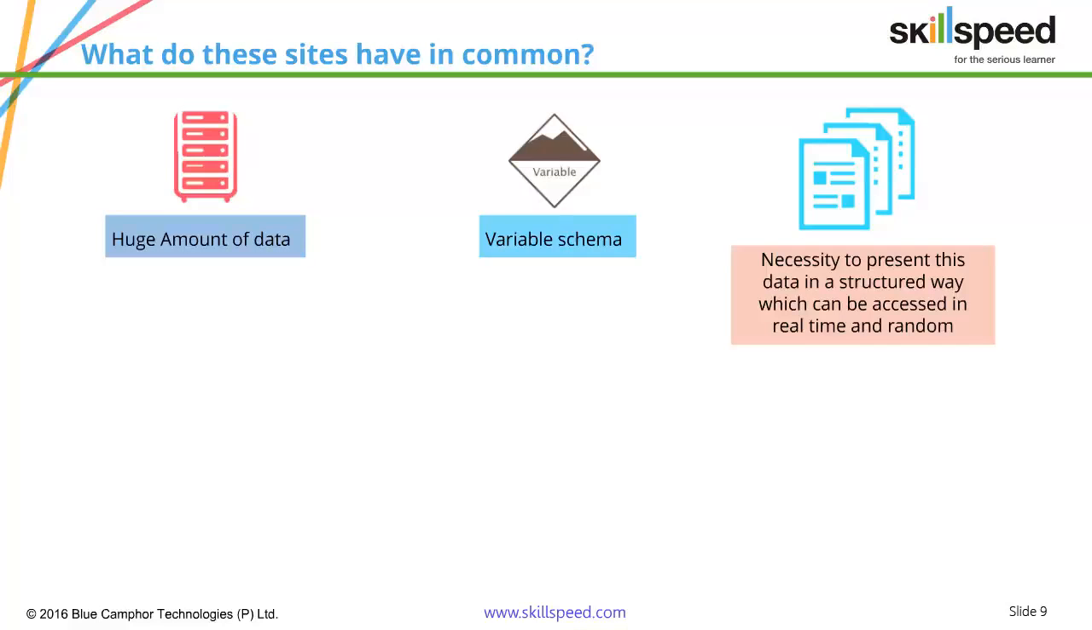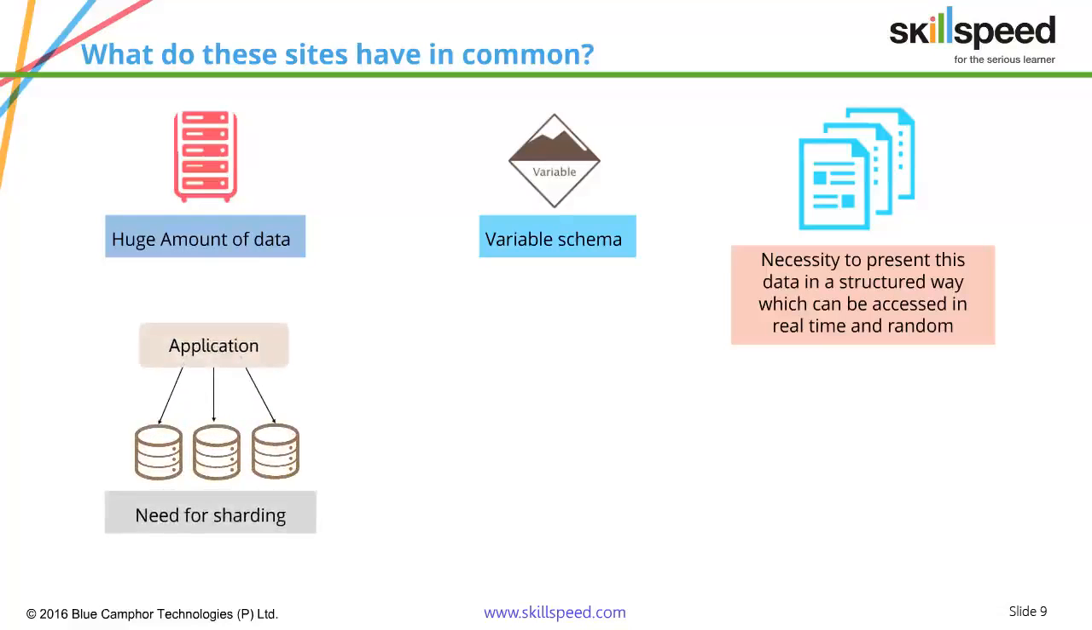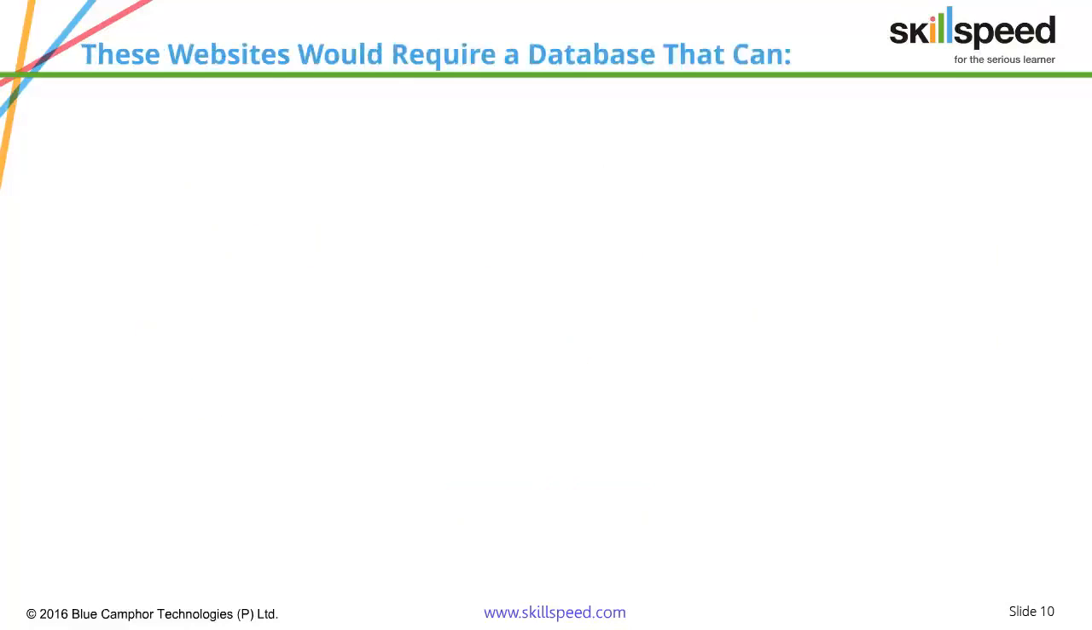And since you are dealing with a massive amount of data, it should be compressed, I should say, and it should be sharded. Sharding means dividing. So the ideal NoSQL database which can do this for you should be able to compress your data and shard it as well. So these websites would require a database that can. So that is where we are coming to HBase. We will explain that in detail.